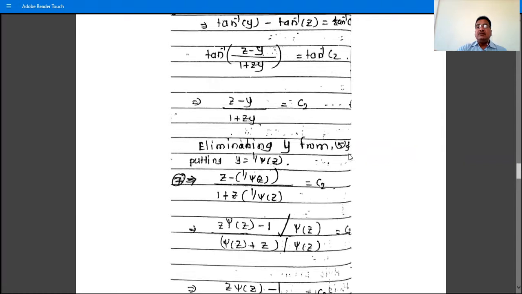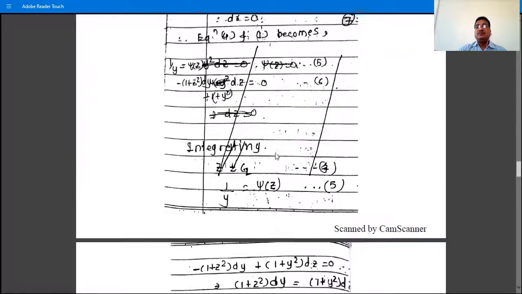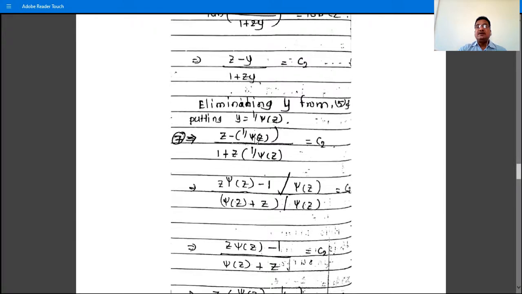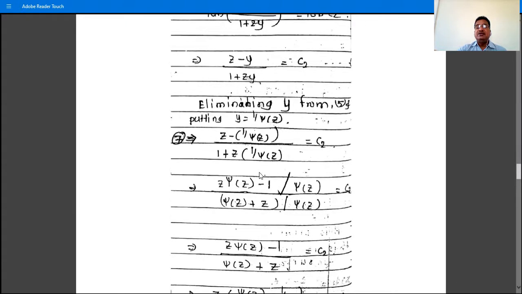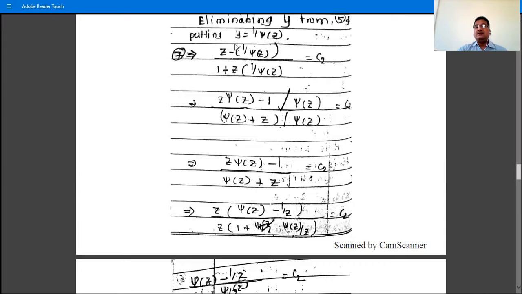Then we have to eliminate y from this equation, equation number 7, using equation number 5. So y is 1 by psi z. Substitute y as 1 by psi z in equation number 7. So what do we get? z minus 1 by psi z, the value of y, divided by 1 plus z into 1 by psi z is equal to C2. And then after solving this equation, we have to find the value of psi z.